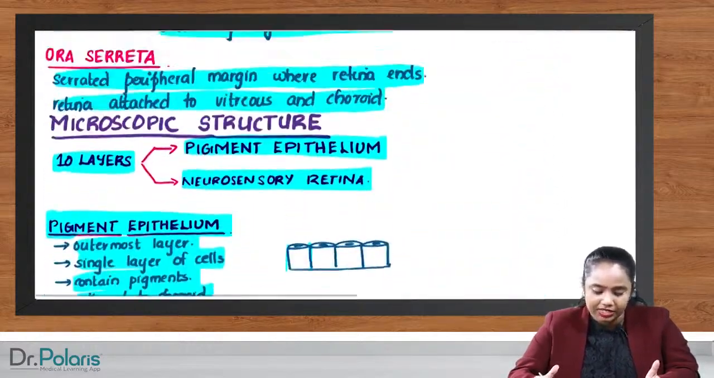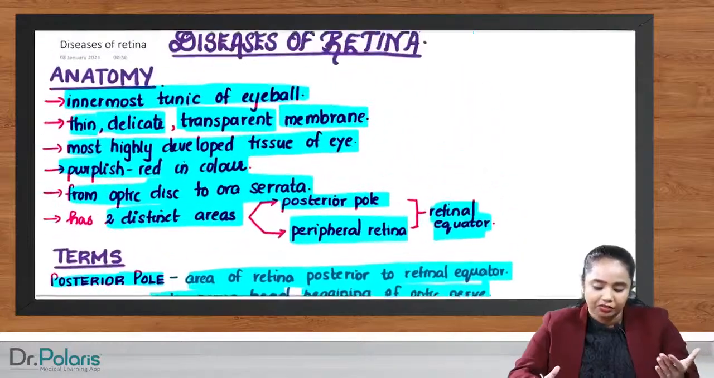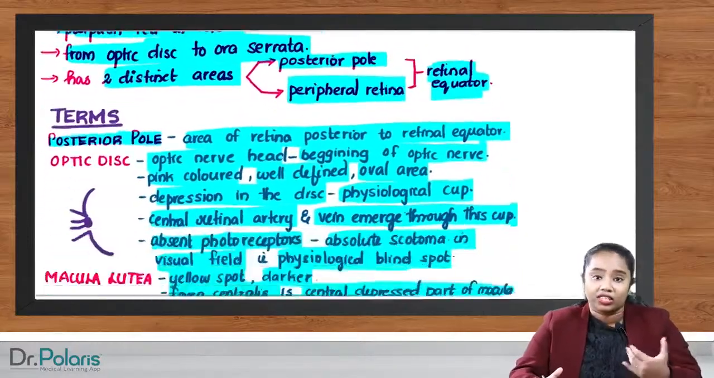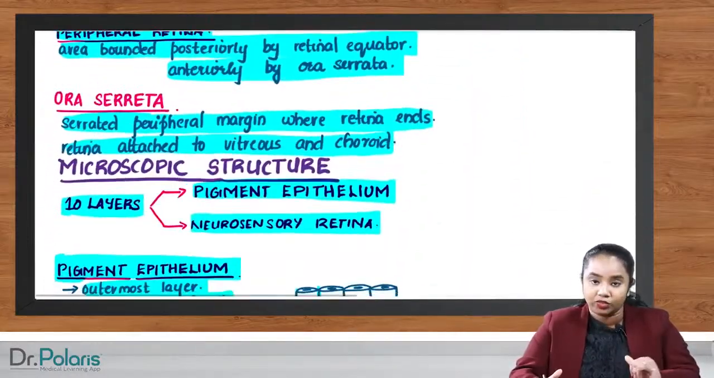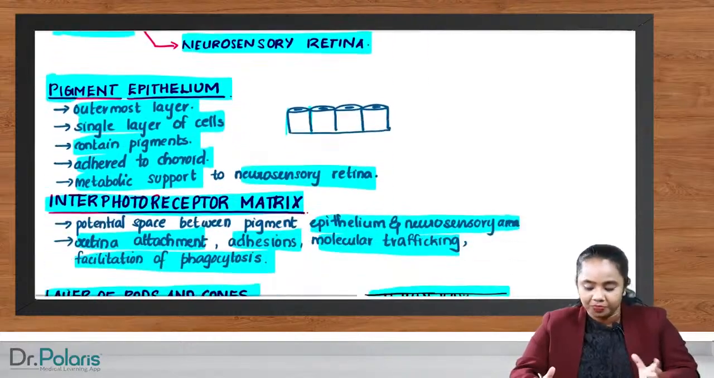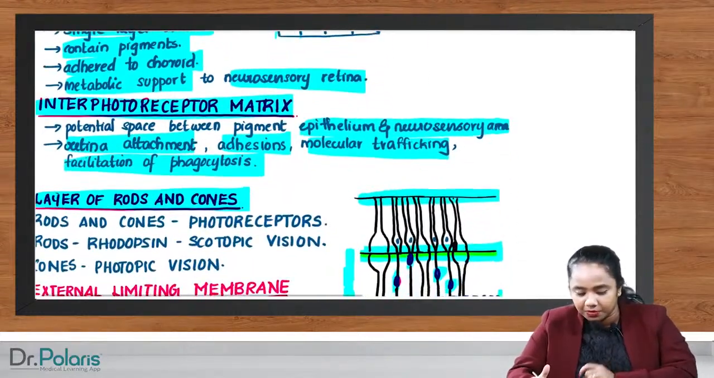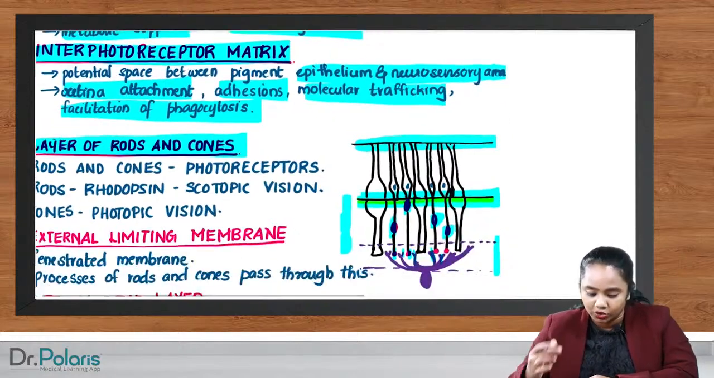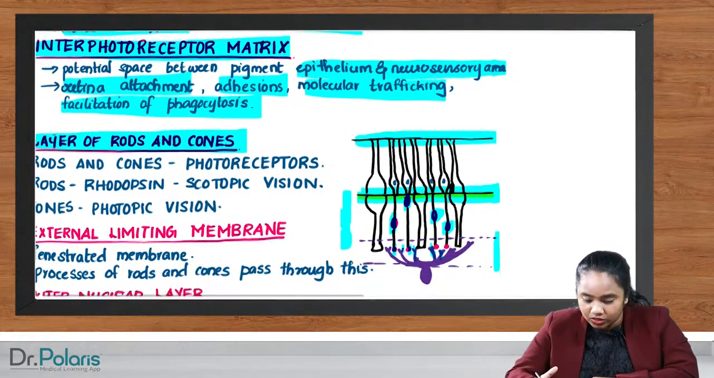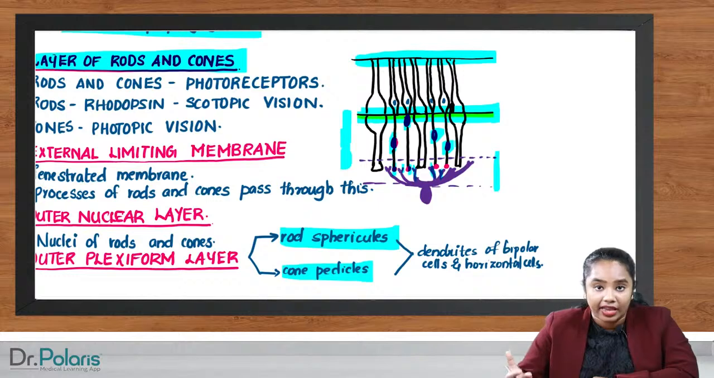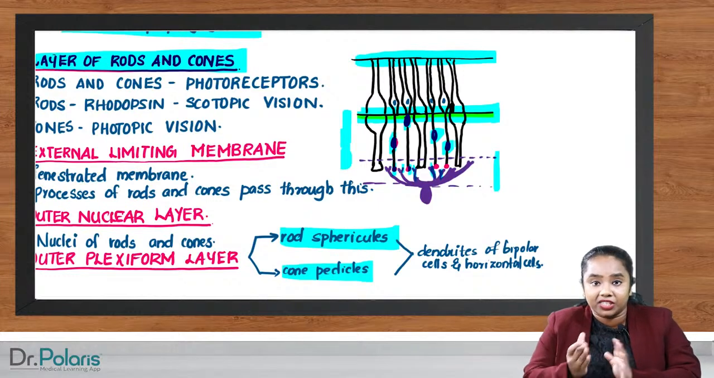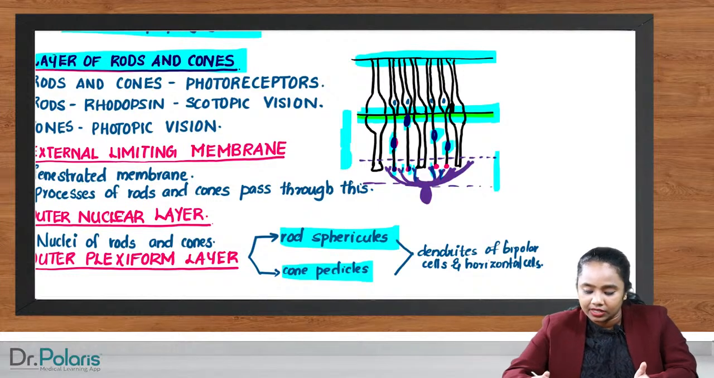So, a brief discussion of anatomy was starting from how the retina looks, what are the important terms that you should be knowing in case of this, and the microscopic structure. See, I have split the diagrams into different layers so that you get an idea about how this looks. But when you draw it in your exam, all this should be one after the other like a sandwich. So, that is very important.